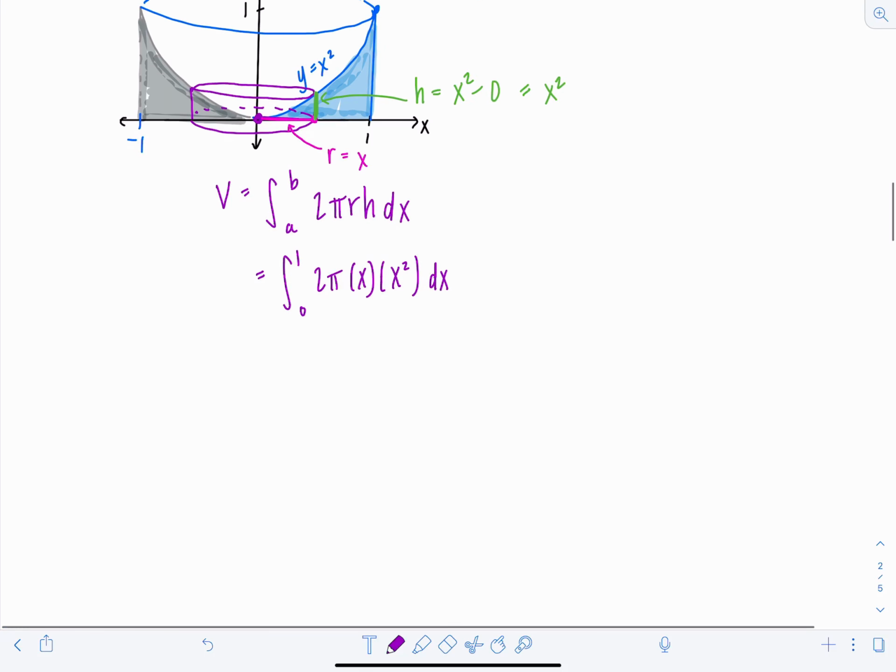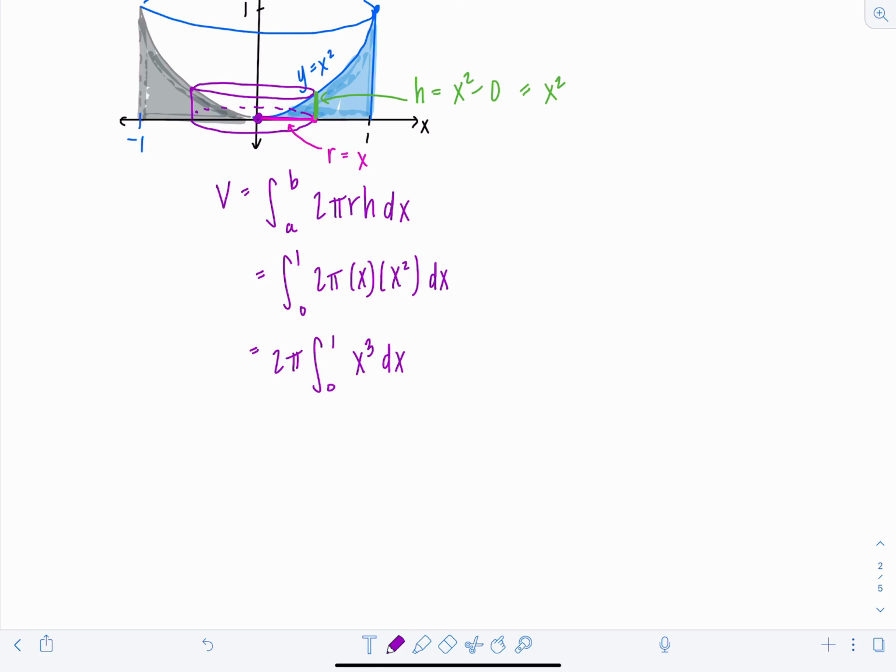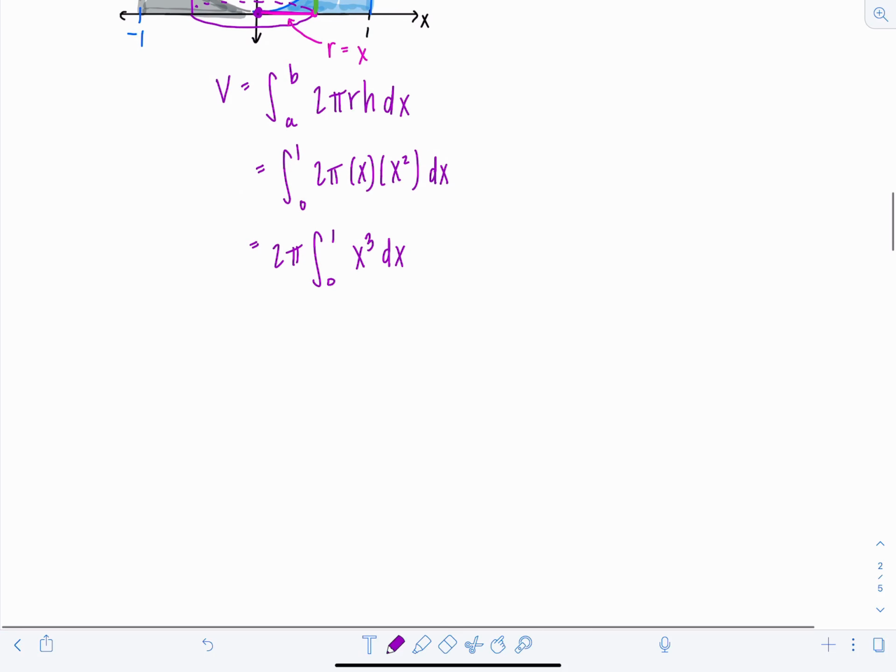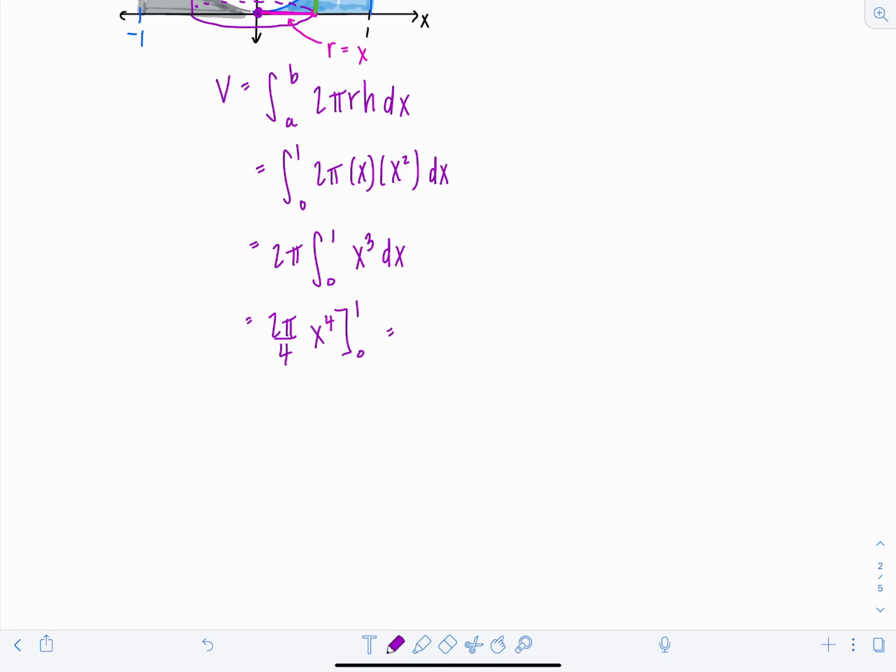Okay, and then let's pull that 2 pi out of the integral. Then we have integral from 0 to 1, x cubed dx. So antiderivative is going to be x to the 4th, divided by 4, so I have 2 pi over 4, x to the 4th, evaluated from 0 to 1. That's just going to be 1. So I'm left with pi over 2.